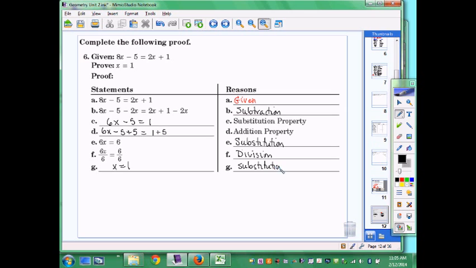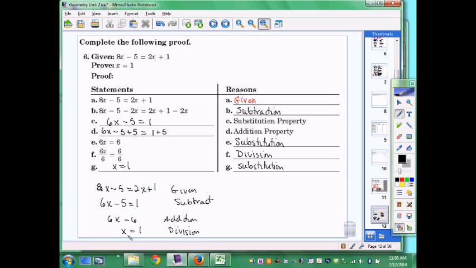So basically, in order to make you use substitution, they are putting extra steps into this proof. You could do this proof in fewer steps. Given 6x minus 5 is equal to 1, subtraction. 6x is equal to 6, addition. And then x is equal to 1, division. So you could have a 4-step proof, or you could have this 7-step proof.